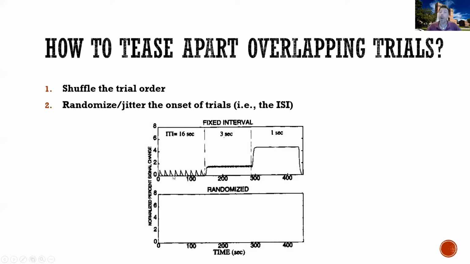And so it's easy to estimate, right? There's no overlap, and so it's easy to tell how much of the signal change comes from the first trial, how much from the second, etc. But now let's put them closer. Let's put the trials 3 seconds away from each other.